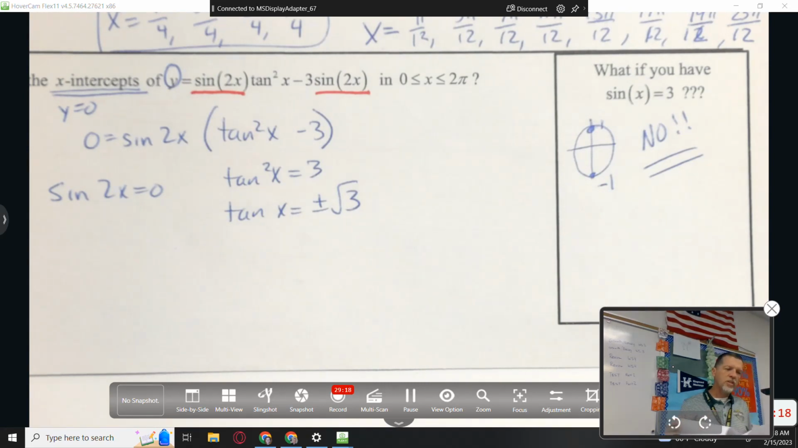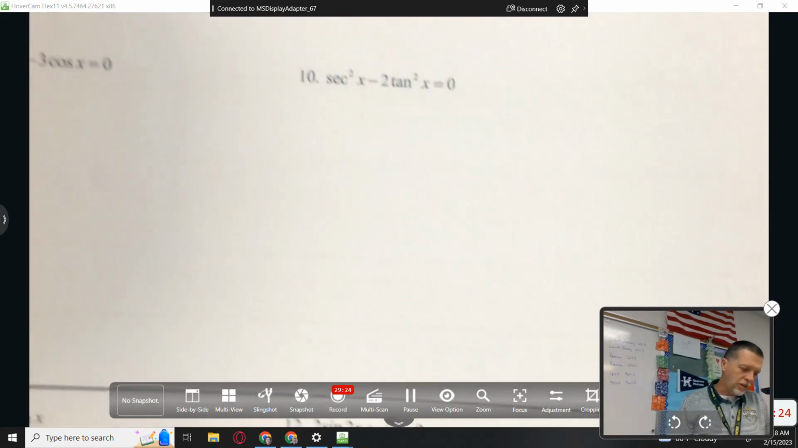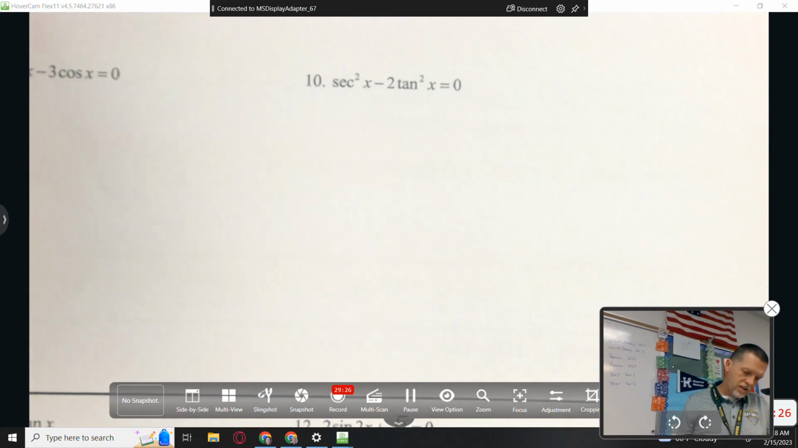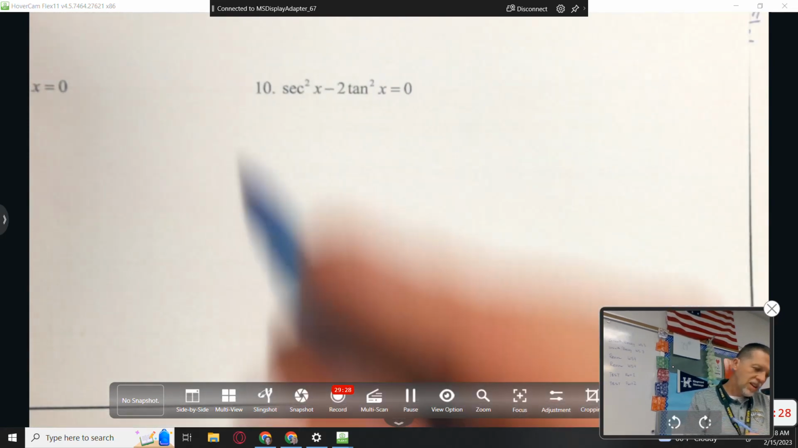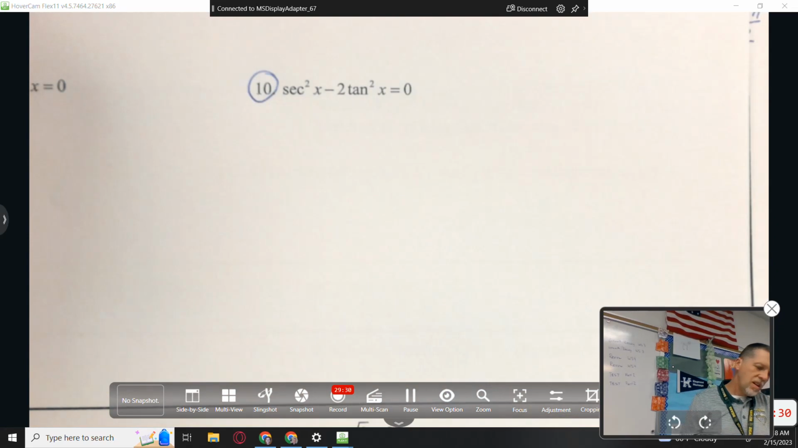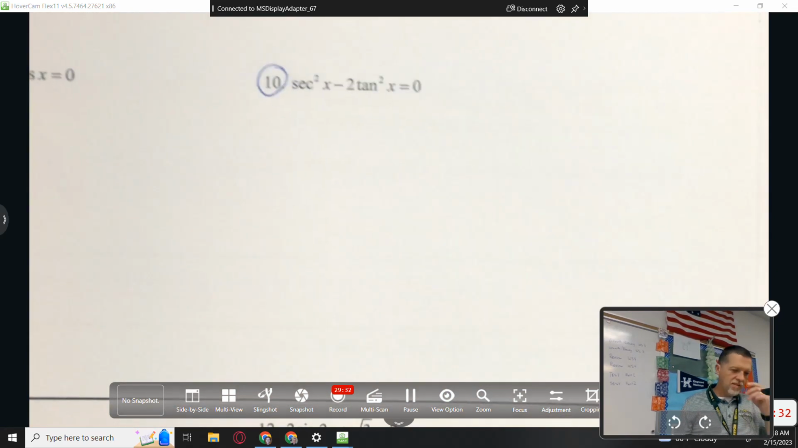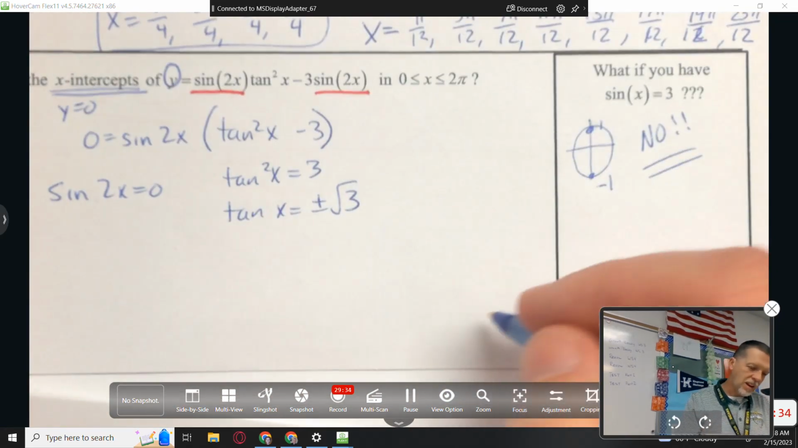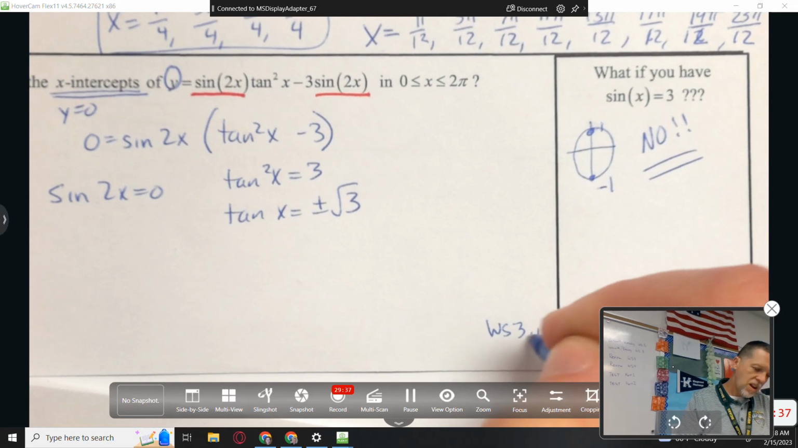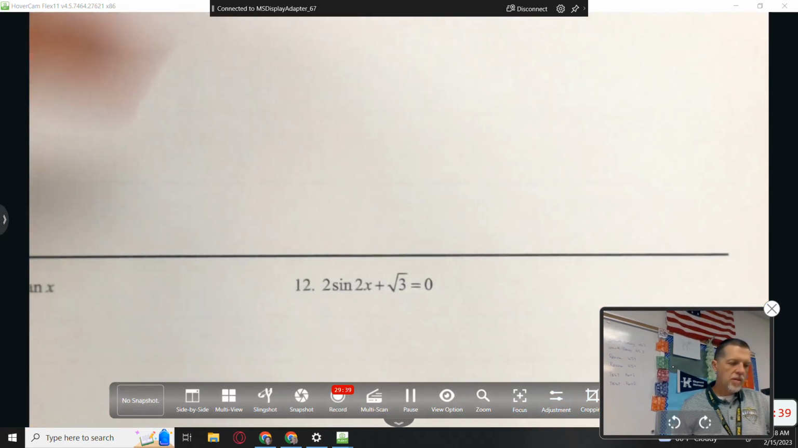Look at your worksheet, because this is what I was afraid was going to happen. We didn't hit one of these. So go to worksheet 3, and we need to do number 10. Worksheet 3, number 10, because we haven't seen one quite like that.